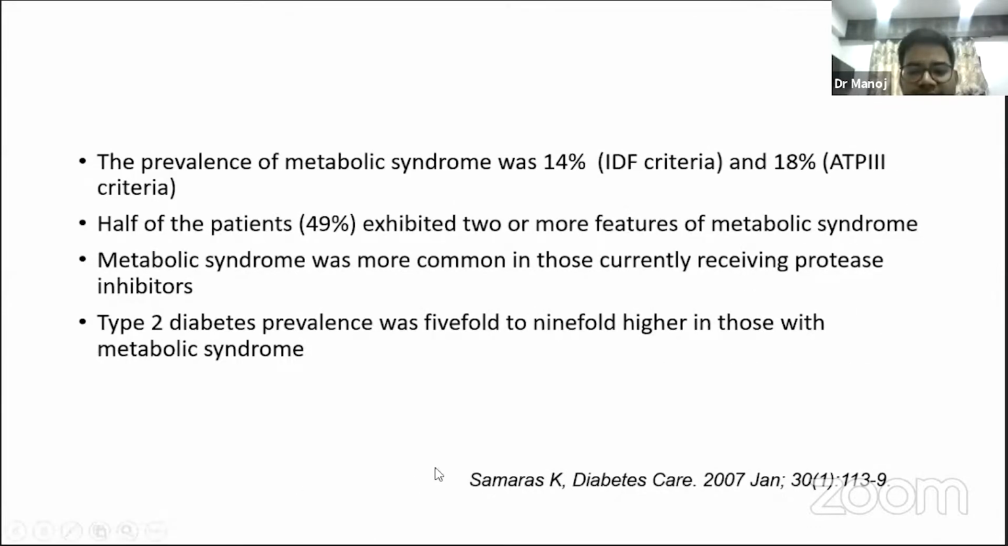This is another study from India where they found metabolic syndrome in 14% and 18% by different criteria, and half of the patients exhibited at least two or more features of metabolic syndrome. Metabolic syndrome was more common in those receiving protease inhibitors, and type 2 diabetes prevalence was 5 to 9-fold higher in patients with metabolic syndrome.